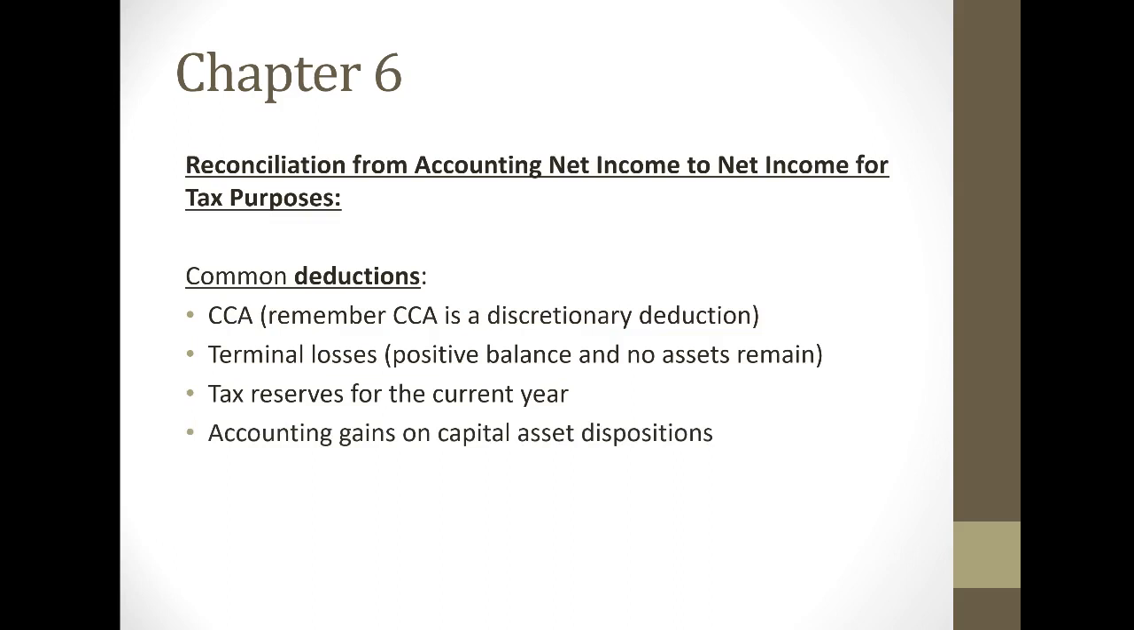Now, accounting gains on capital asset dispositions. Included in the accounting net income would be the 100% amount of any accounting gains on the disposition of capital assets. Now remember that for tax purposes, only 50% of those capital gains are taxable. In the previous slide, we said that a company has to determine whether there's an excess of taxable capital gains over allowable capital losses. If there is, they add that back. And so on this slide, any accounting gains would basically be deducted in this reconciliation. And that would basically bring us to a company's net income for tax purposes.